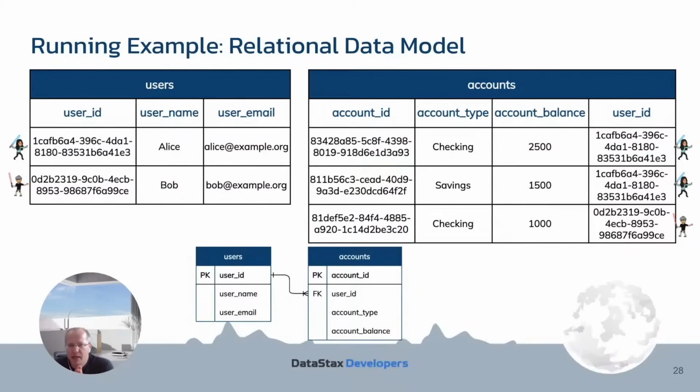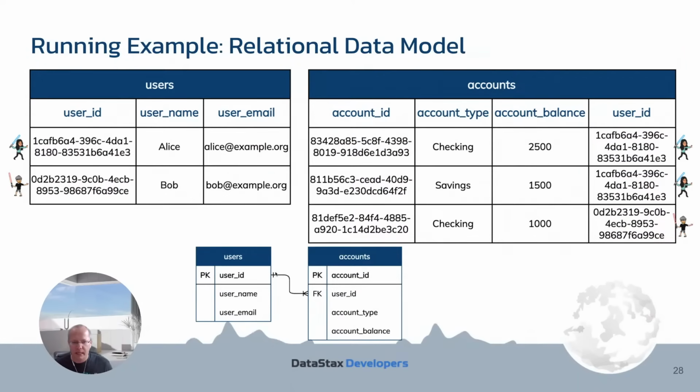If you're familiar with relational databases, then you know that you will probably create two tables to store the data. One table for users, where you will store user ID, username, and user email. We have Alice and Bob, and you will store three accounts in a different table called accounts. So we have two checking accounts, one savings account, but there will also be a reference to the user that these accounts belong to. This is called a foreign key in a relational database, if you're familiar with that. So essentially this user ID connects to this user ID, and that's what allows us to join data. So this is how you would do it in a relational database, okay?